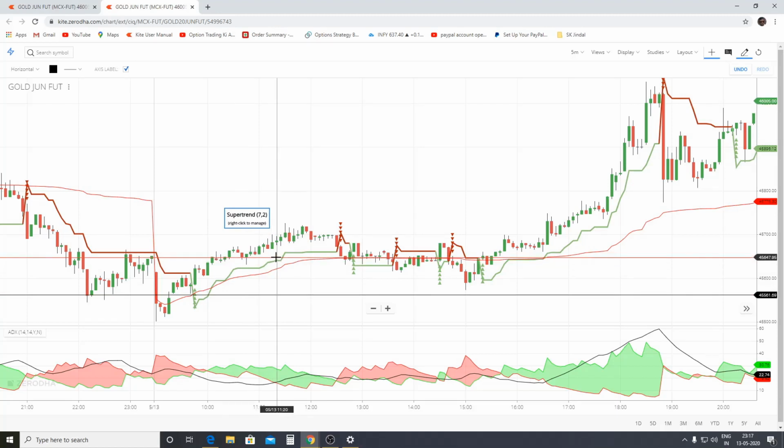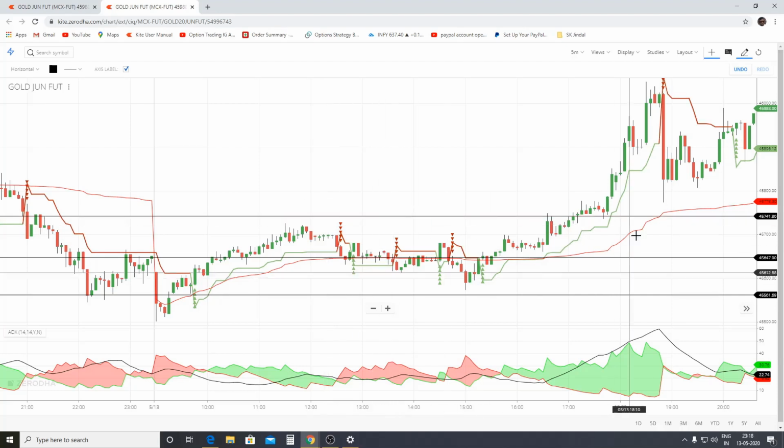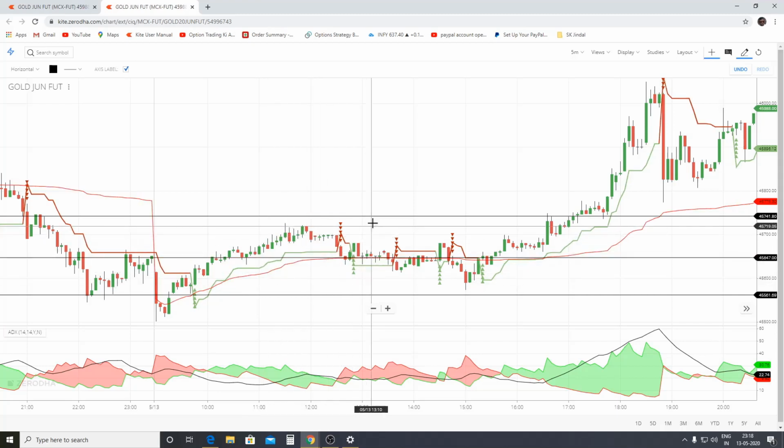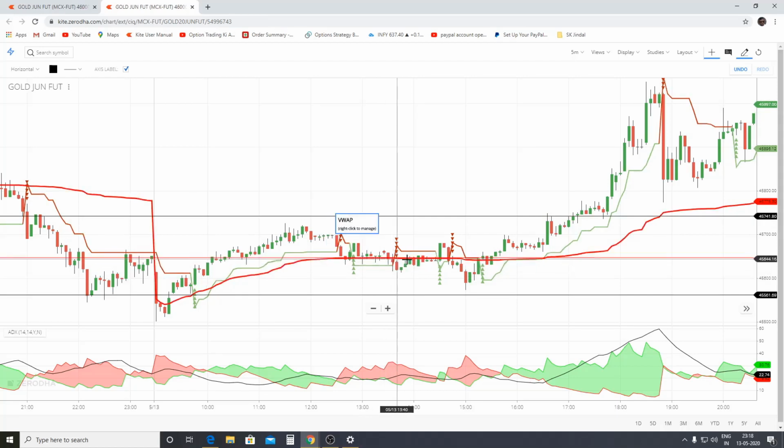90 points from 45,647 would be approximately over here. So this is my basic setup and this is my target. I usually prefer having 1:1 risk reward, as this setup is highly profitable, and 80% of the time it works.